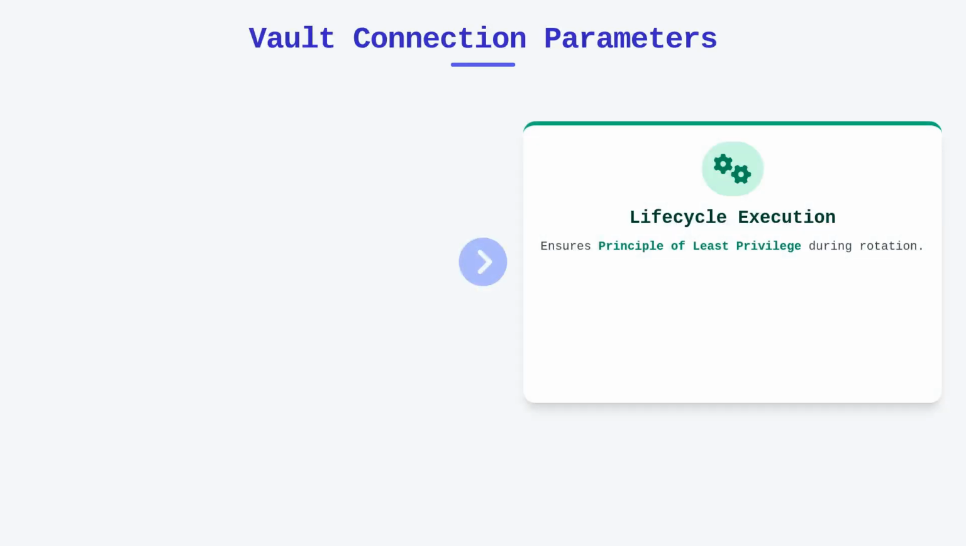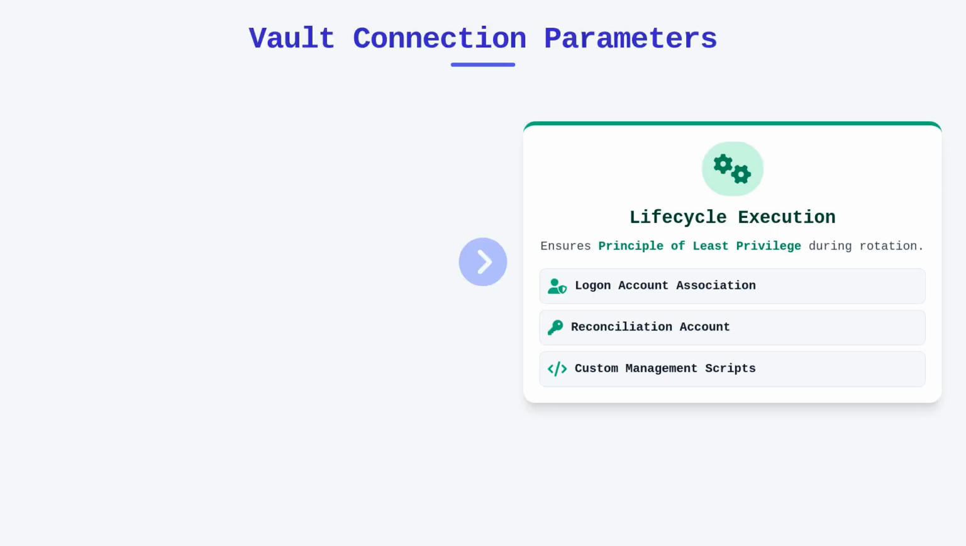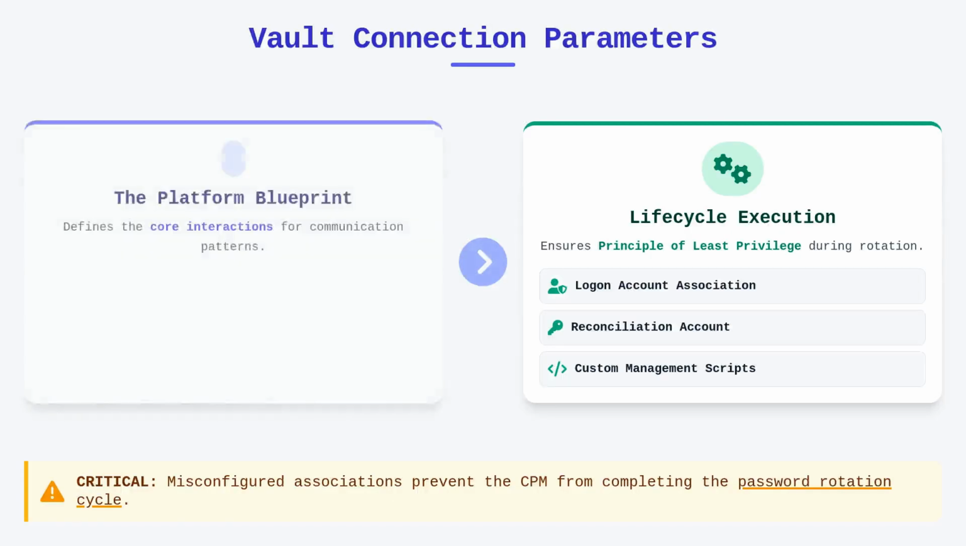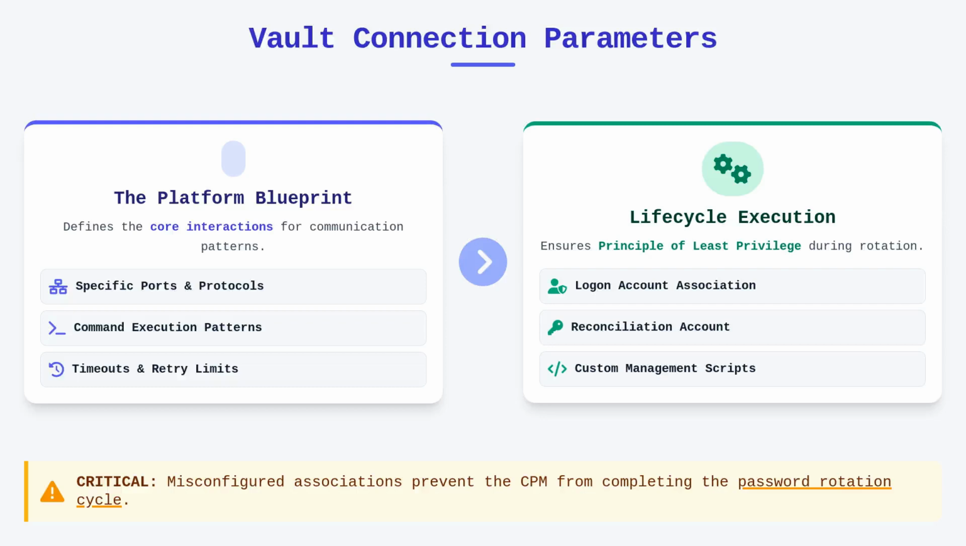If you misconfigure the logon account or the reconciliation account associations for a specific database or cloud object, you will quickly find that the CPM cannot complete the password rotation cycle. It is worth remembering that the platform itself acts as a blueprint for these interactions, and tweaking properties like timeouts, retry limits, or specific management scripts for unique legacy systems is a standard part of the administrator's workload.